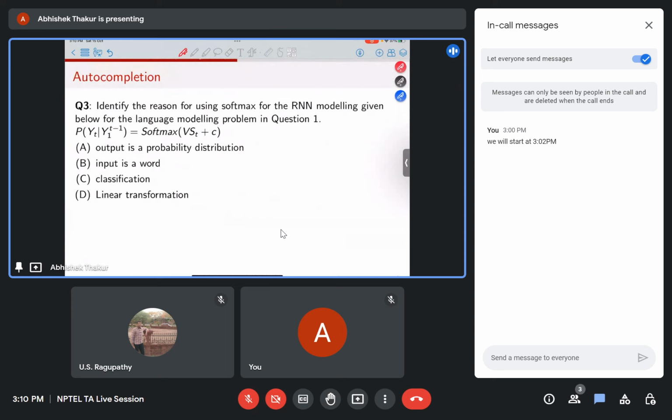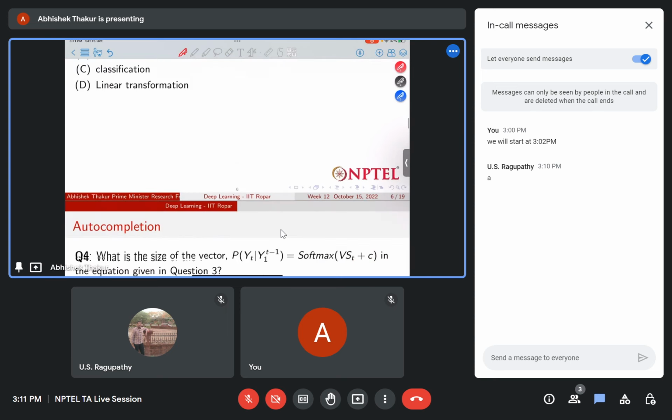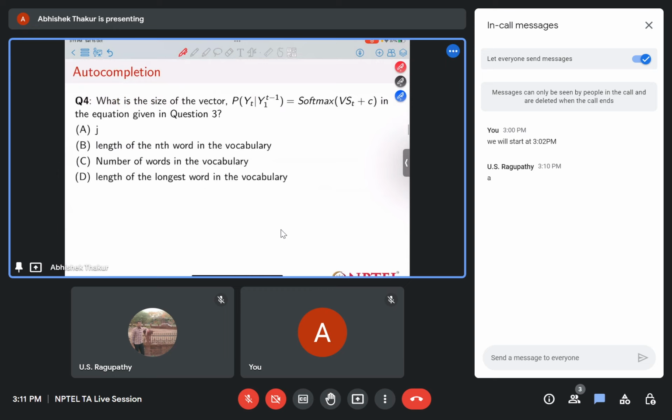Identify the reason for using softmax for the RNN modeling given below for the language modeling problem in question 1. We are using the softmax function for this problem because when the output is a probability distribution, where the sum of all the classes of the output is equal to 1, then we use softmax. And the loss function used is the cross entropy loss function. We have already studied this in the previous week. Now we'll move on to question number 4.